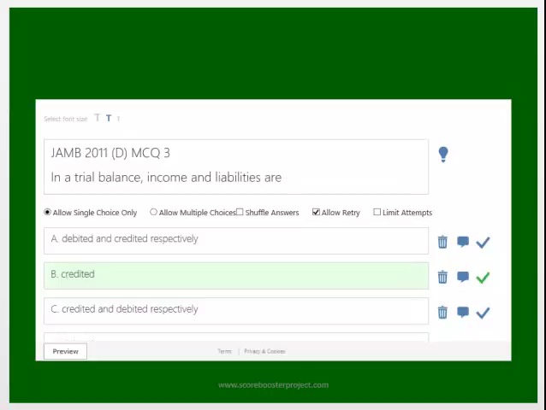2011 question. Also in the trial balance, income and liability are what? I think you know that income and liability in the trial balance are either debited or credited. We discussed that they are credited, where asset and expense are debited. This question was also asked in June in the JAM 2011, question number 3.